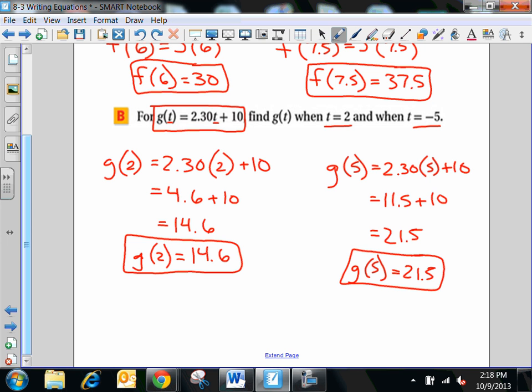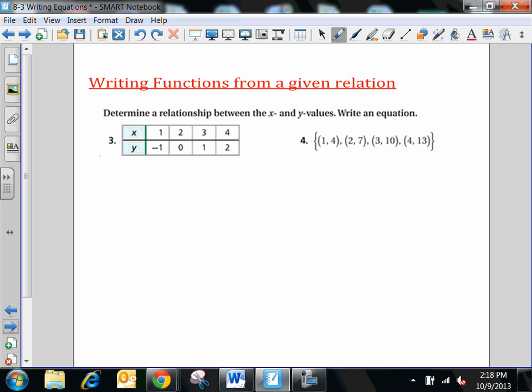So that will be my answer for the second part of that function, okay? The last thing, and we'll do more of these tomorrow in class, is writing functions. And this is a little bit more difficult. We'll do these in class if you don't understand them on the video, okay? It says determine a relationship between the x and the y values, and then write an equation, okay?